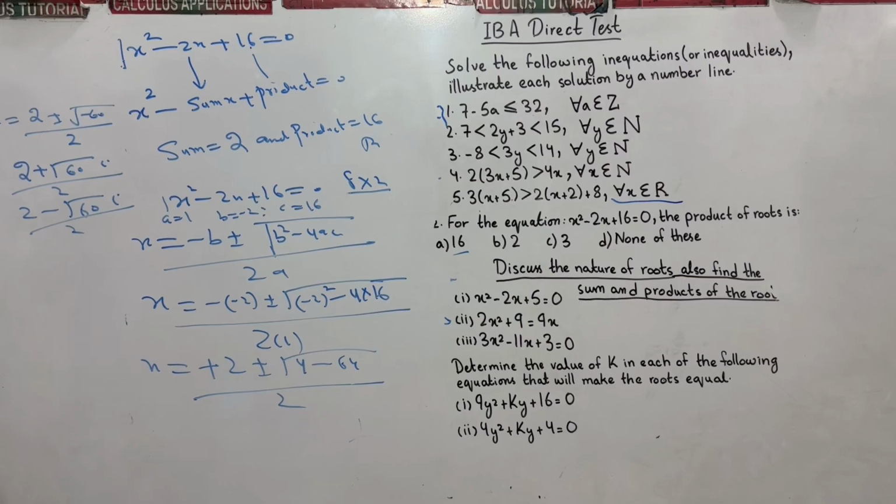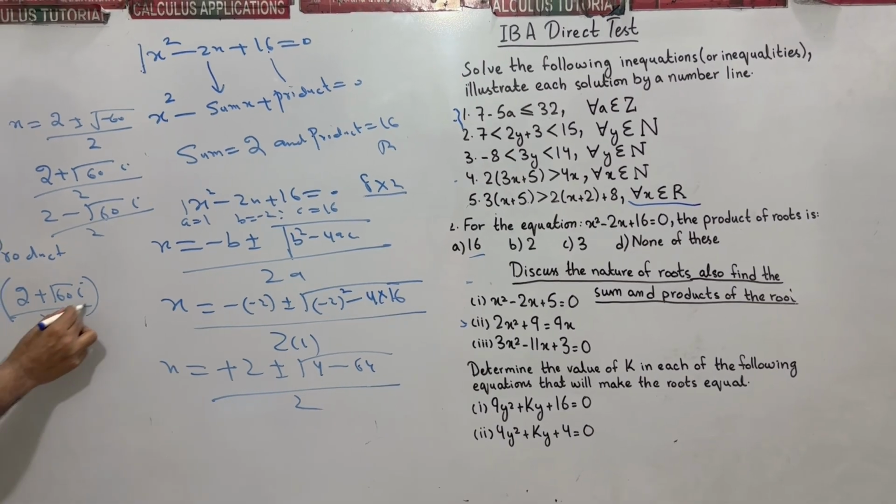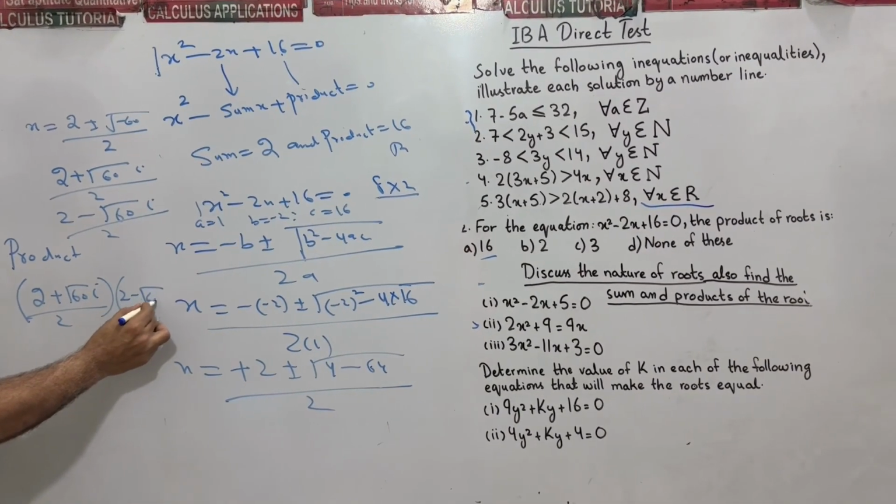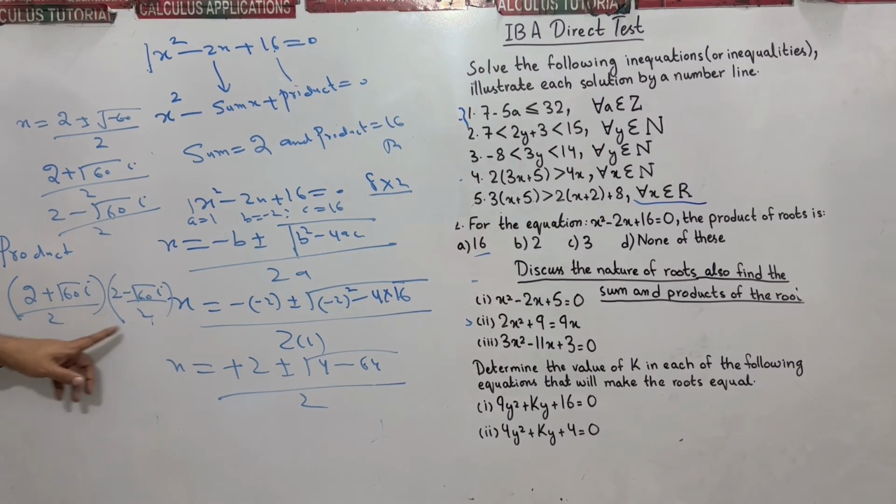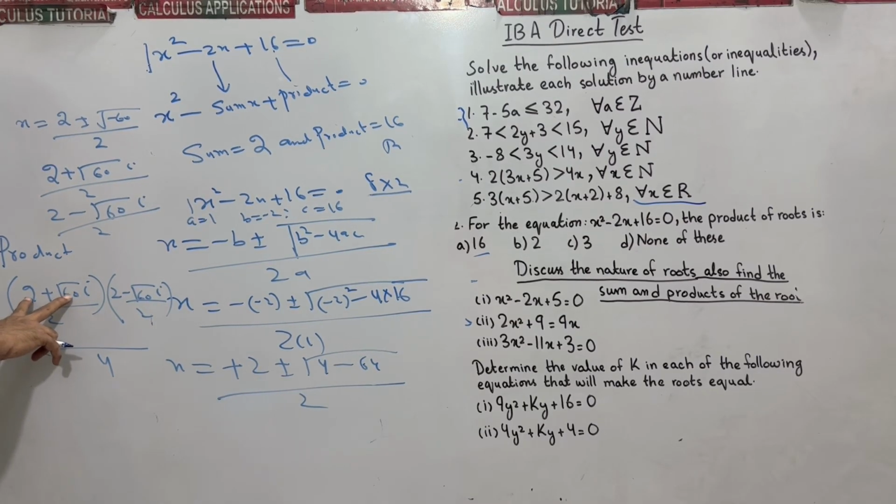If we multiply them, what will we get? Let's see and find out. Product of the roots we have been asked. Multiply the roots: 2 plus root 60 iota over 2, and the second one is 2 minus root 60 iota over 2. There is a difference of squares, a plus b times a minus b, a square minus b square. It will become 4 minus 60 iota square, divided by 4.